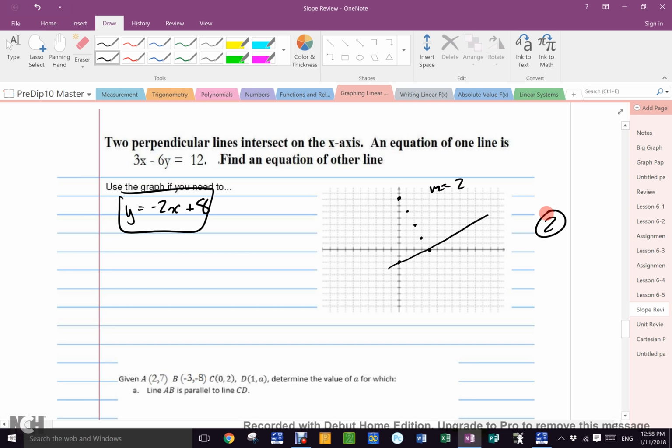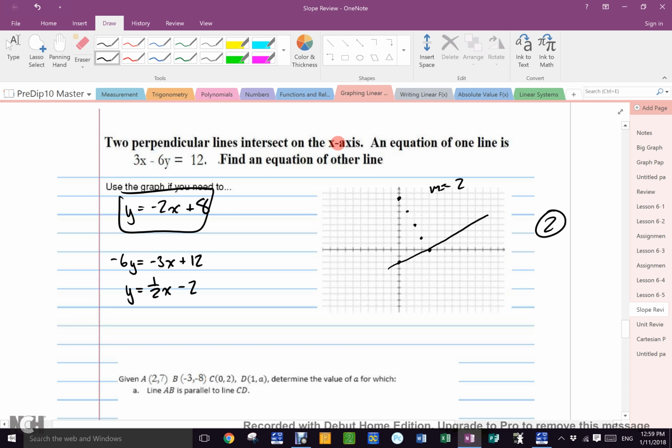If you did it algebraically, then you use this to find the slope by putting it into slope-intercept form. Then you take the negative reciprocal. Then you find the y-intercept. Do I need to show it algebraically? I don't mind. I love me some algebra. So if you're going to do this algebraically, negative 6y would equal negative 3x plus 12. So y would equal 1/2 x minus 2. That's the line that you already have.